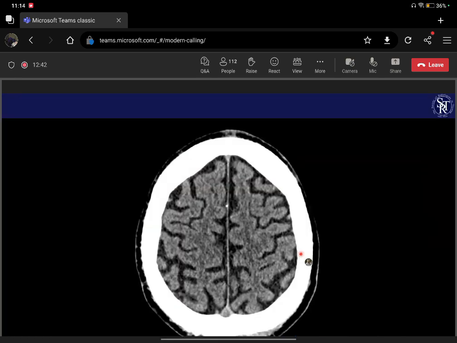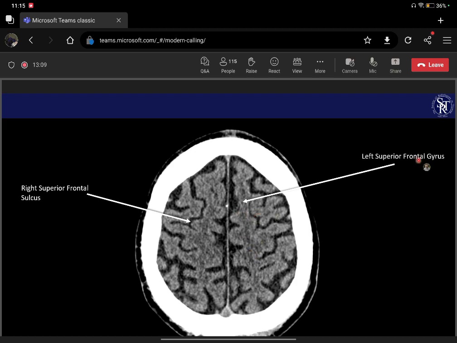Let's take a look at this axial CT slice. We have an arrow pointing to this CSF space. It's not pointing to the cortex or to the gray or white matter. It's pointing to this dark CSF space. And you can see that it's intersecting with another sulcus, forming a T shape. That is the right superior frontal sulcus. On the other side, the arrow is pointing to the gyrus. It's pointing to the brain parenchyma. So that is the left superior frontal gyrus.